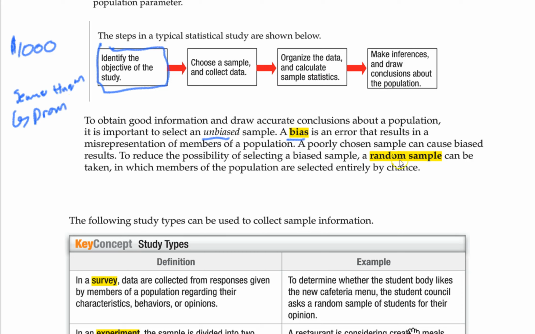So to make it unbiased, we do what's called a random sample. Instead of just senior homerooms, we pick a random sample of all the homerooms. That way we have a good mix of seniors, freshmen, sophomores, and we could get a good idea of what everybody likes to spend the money on. So that's a random sample.